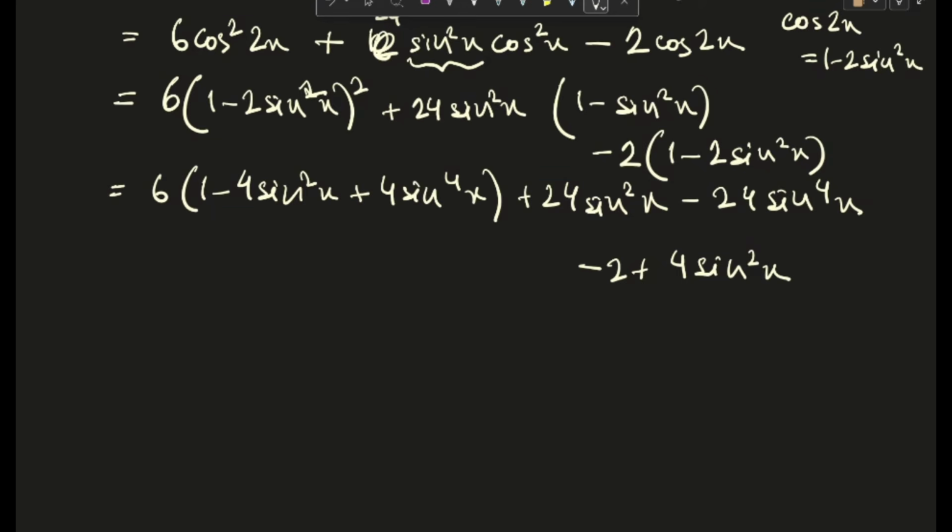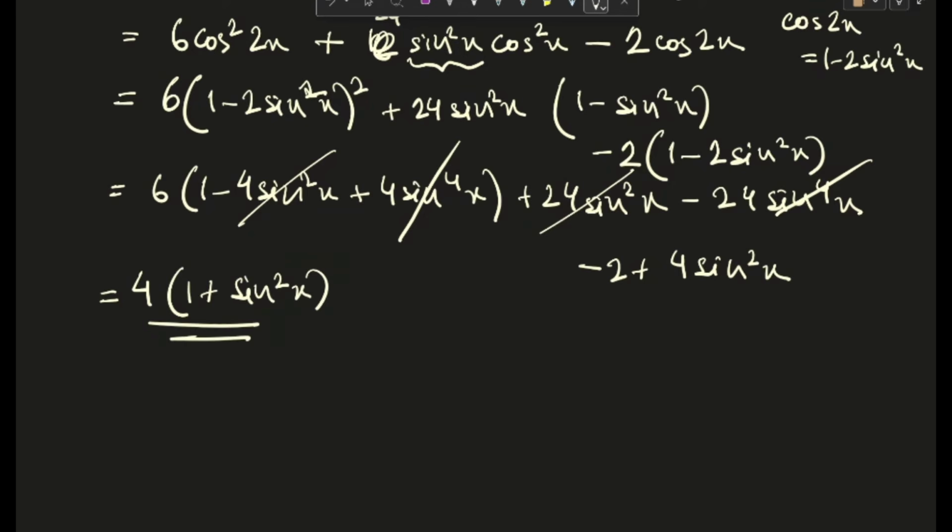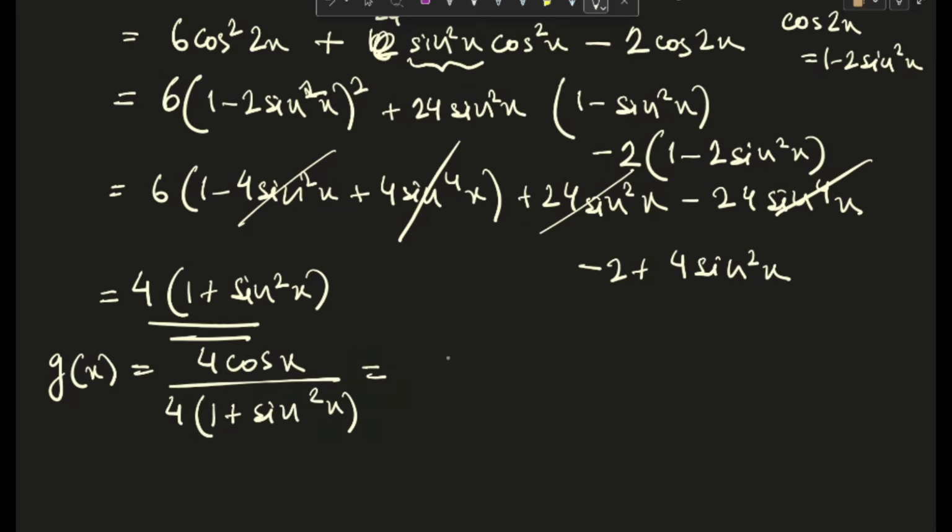So 6 times 4 is 24 sine power 4x, which will get cancelled with this. Again, minus 24 sine square x getting cancelled with this, and 6 minus 2 will be 4. So 4 times 1 plus sine square x. This is pretty good, at least better than what we had earlier. Okay, so our g of x comes out to be 4 cosine x whole divided by 4 times 1 plus sine square x, which is your cosine x whole divided by 1 plus sine square x.